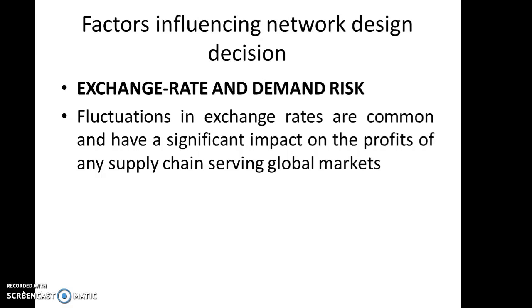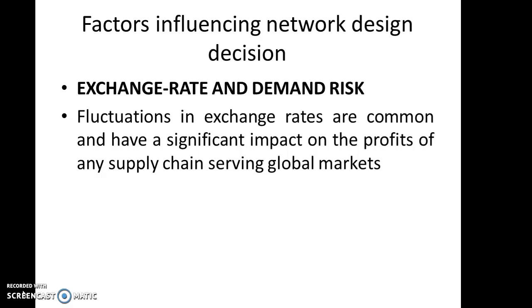Fluctuations in exchange rates are common and have a significant impact on the profits of any supply chain serving global markets. So when our supply chain is serving global markets, that is when you do business on import or export, certainly the business has to be done in terms of foreign currencies, maybe in terms of dollars or euro or any other countries, for example yen in Japan.